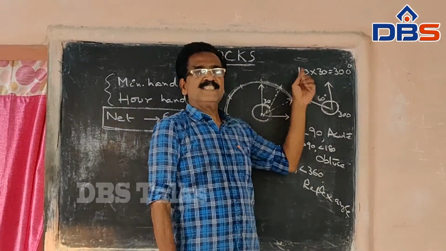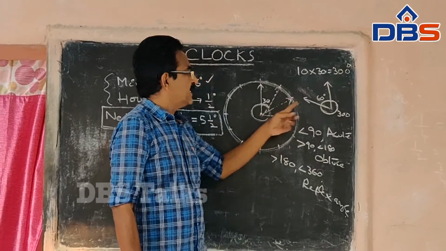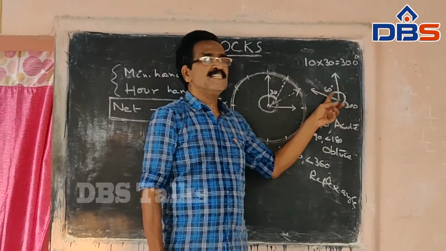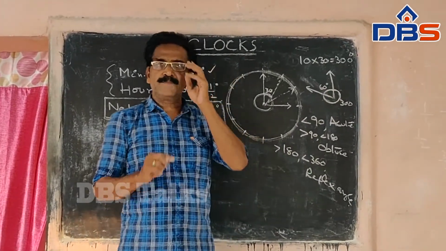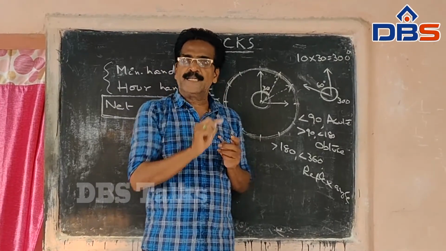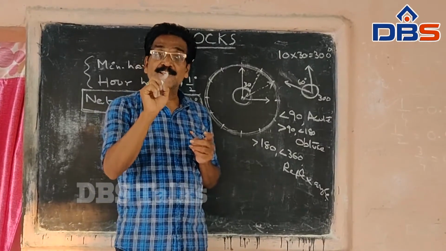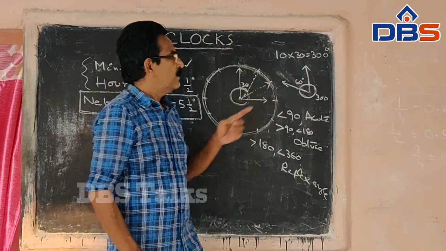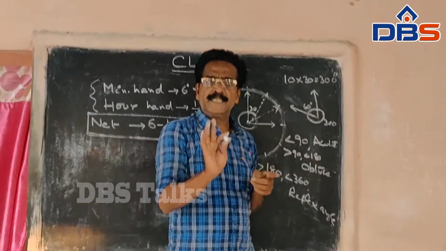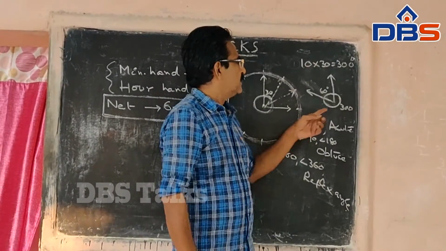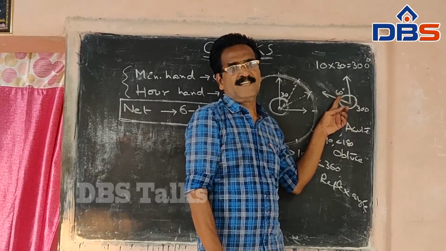So what is the angle between the hands of a clock at 10 o'clock? 10 into 30, 300. 300 is your answer, and 60 is also your answer. If the question is specific, like what is the acute angle between the hands of a clock at 10, and he is asking for the acute angle, we do 10 into 30, 300. But 300 degrees is not an acute angle. Then 360 minus 300 is 60. 60 is your answer.